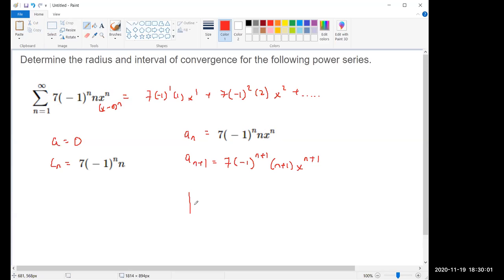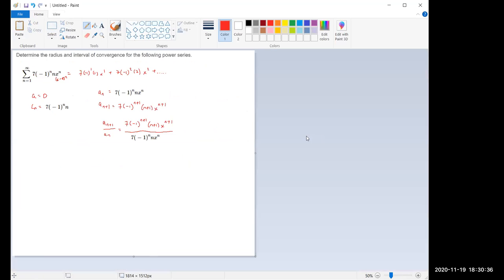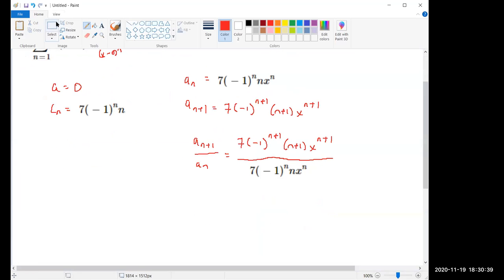Now we have to take the limit, or actually before that, we have to take the ratio. Let's see what happens. So here's the ratio. You want to see if you can simplify anything. So let's see.